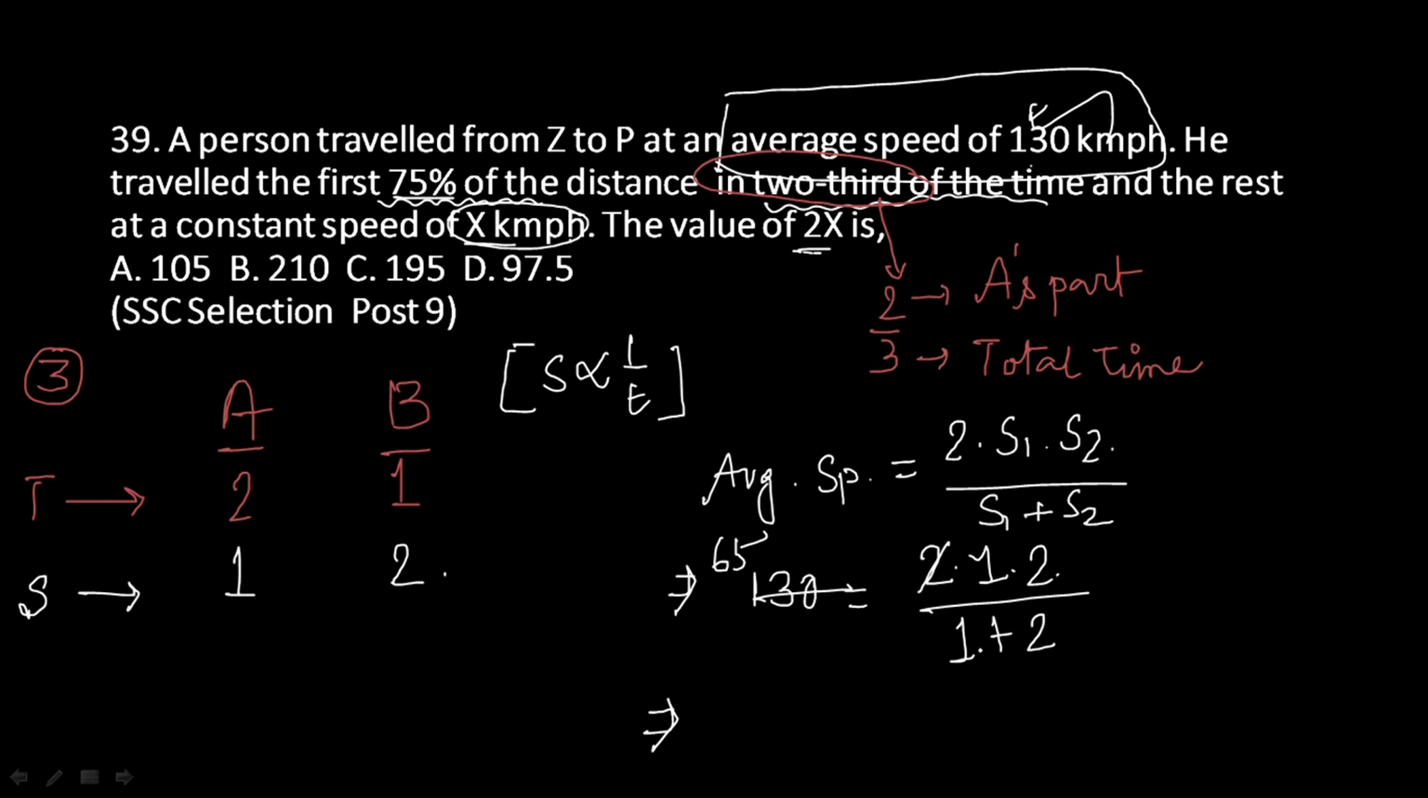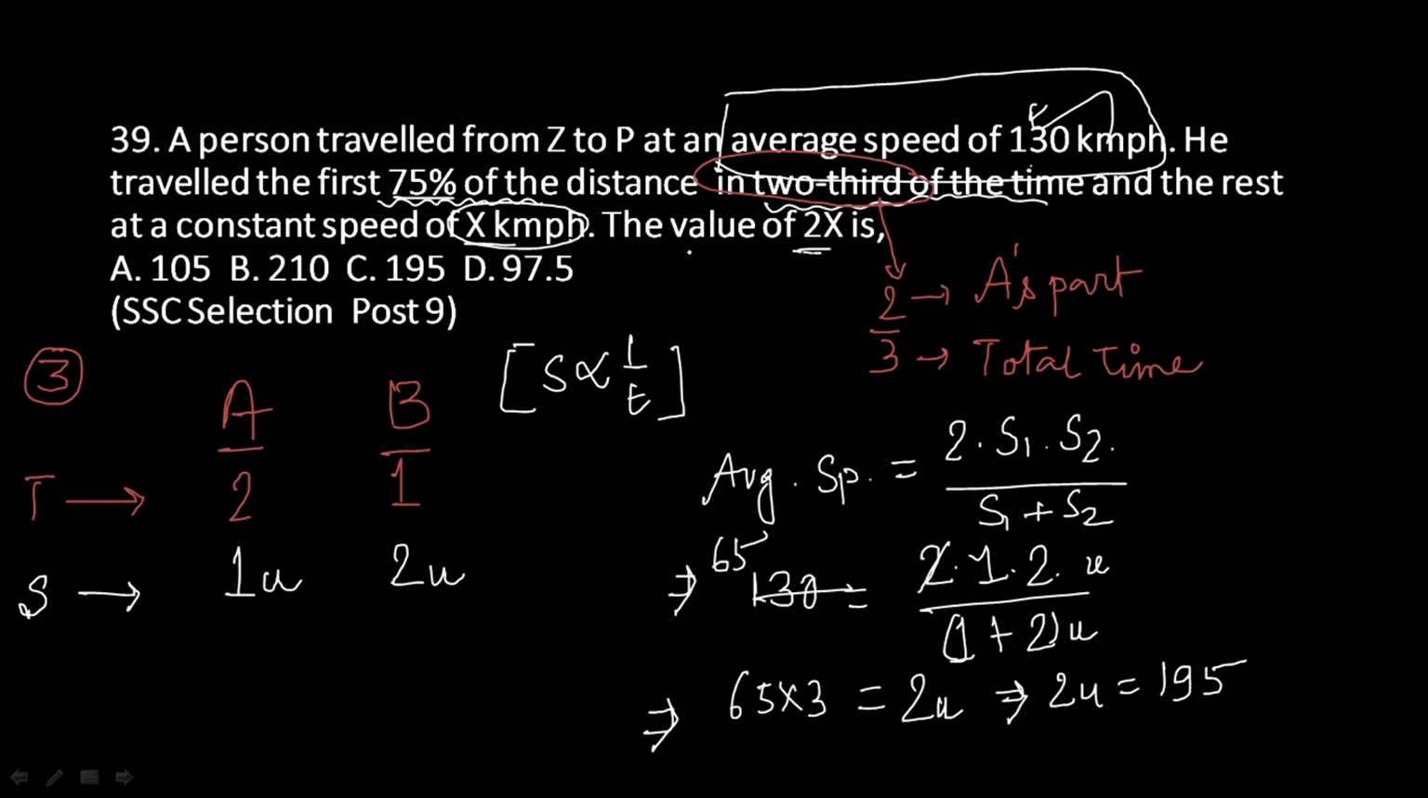And this is 65 into 3, which is equal to 2 units. All of these are in units, right? This is 1 unit, this is 2 units. So this will be 2 units, and this will be 3 units. Clear? So these 2 units are equal to 195. This is the required thing, right?